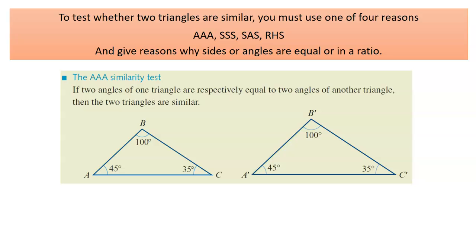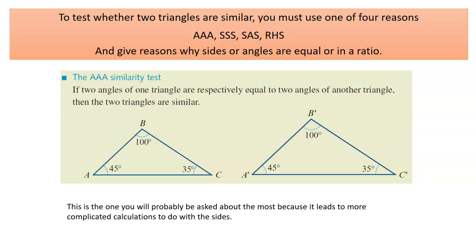Okay, so these are the 4 different tests that we can use. You'll see that 3 of them are the same as the congruence tests, but we use them slightly differently. AAA: it's quite common that people get mixed up and start using AAA to prove congruence when it definitely doesn't do that at all. AAA is only used in proving similarity. If 2 angles of one triangle are respectively equal to 2 angles of another triangle, then the 2 triangles are similar. This one gets used a lot.